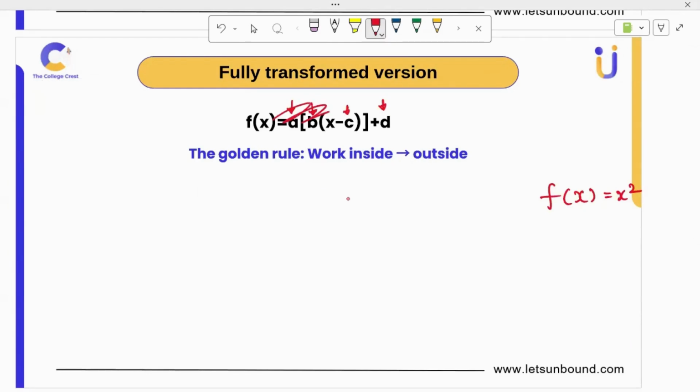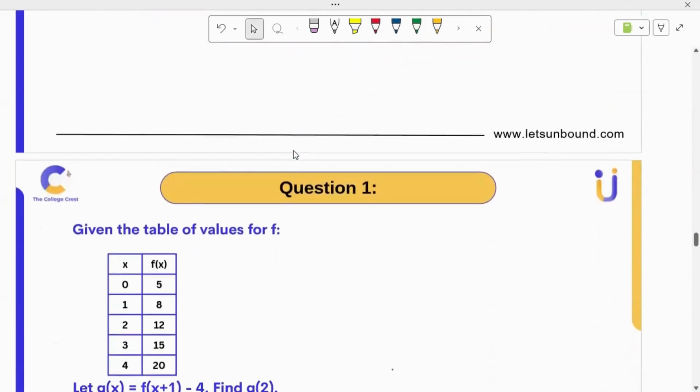So how should I solve this? You always have to work from inside to outside. When working with the transformed version, don't start by saying I will multiply, I will reflect vertically first, then horizontal. No, you have to complete the inside stuff first, then do the vertical things. This is the key.